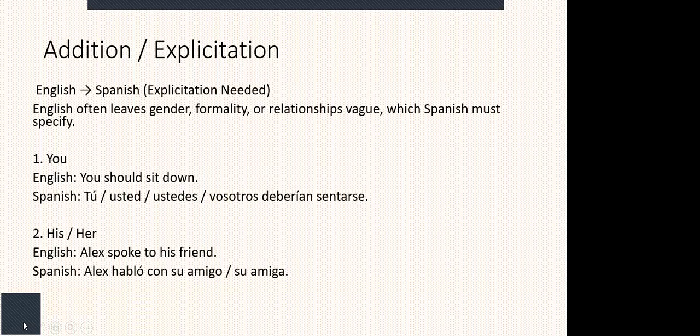Okay. So English generally leaves gender, formality, and relationships vague. Okay. Spanish needs to specify all of this. Here we have, for example, the pronoun you. So, you should sit down. That could be tú, usted, ustedes, vosotros.